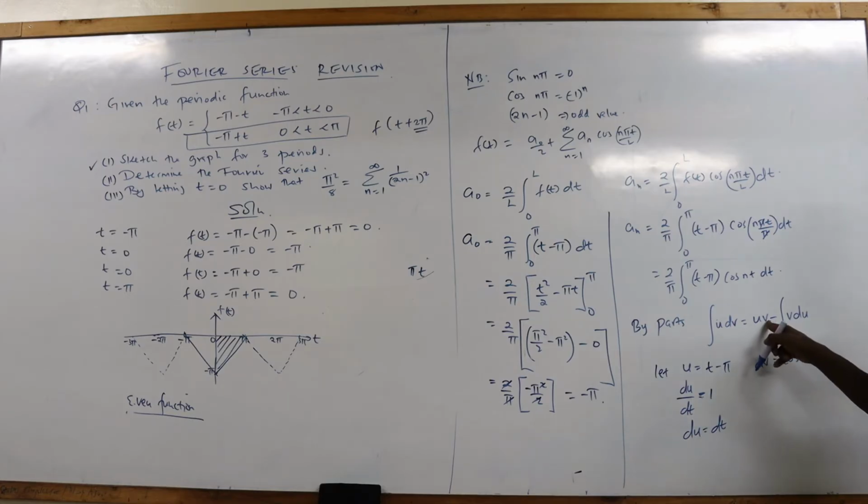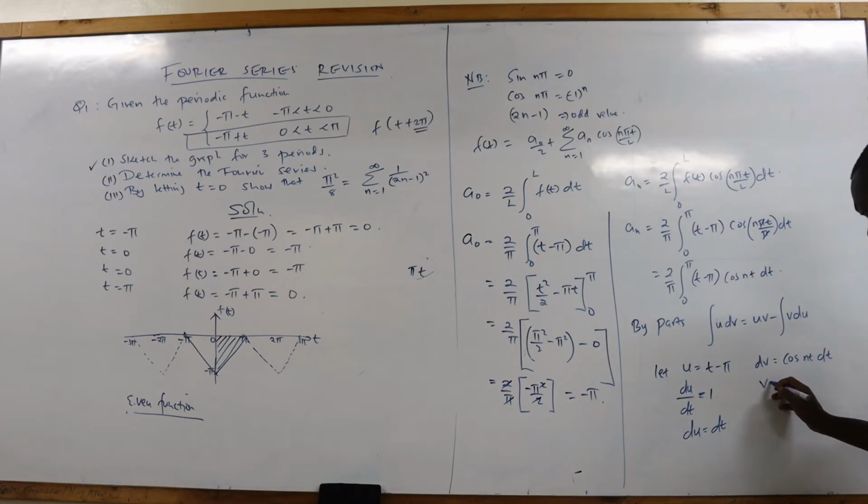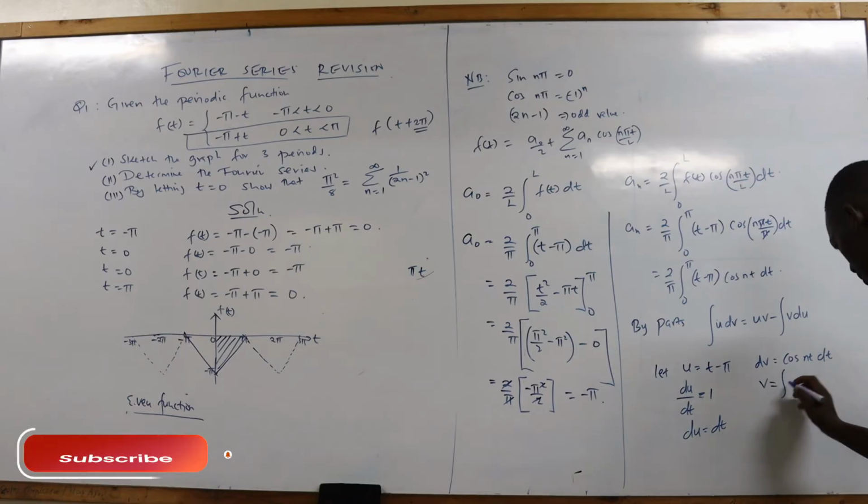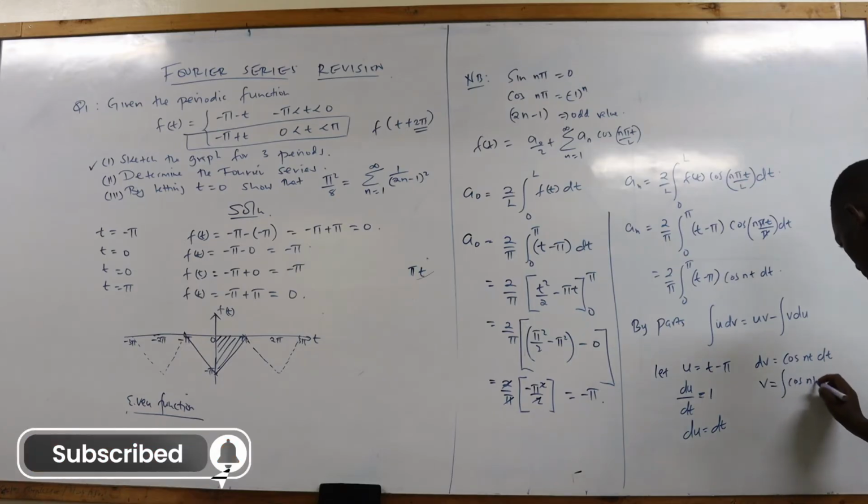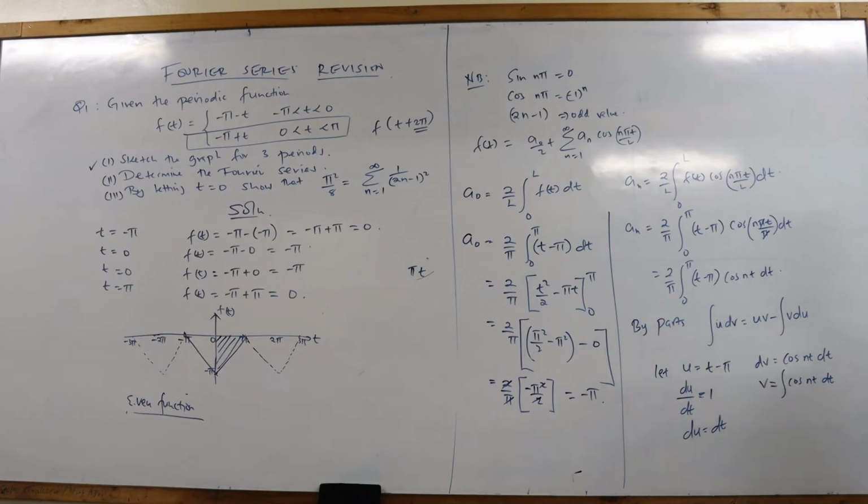We don't have our v. Remember, this one is already a differentiated function, so you want to go back to v. So what do you do? You integrate cosine of nt dt. Together, our v will be the integral of this particular function.